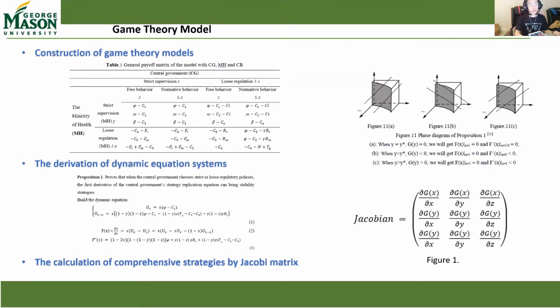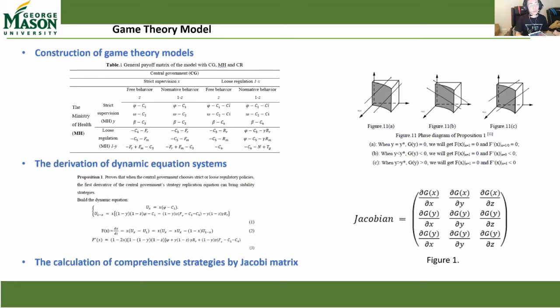Now, I will focus on the perspective of game theory. The three-player evolutionary game theory includes the construction of the game theory model, the derivation of the dynamic equation system, and the calculation of the comprehensive strategy by the Jacobi matrix. And the Jacobi matrix is shown in figure 1.